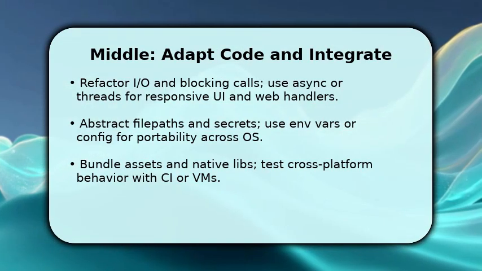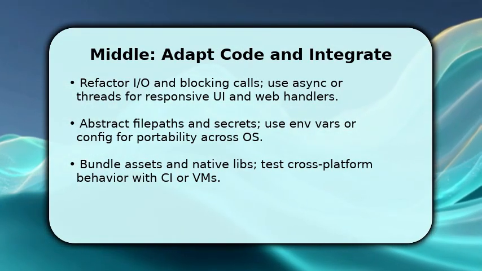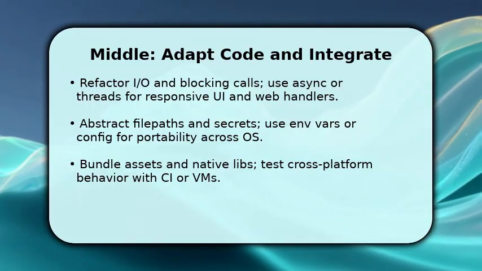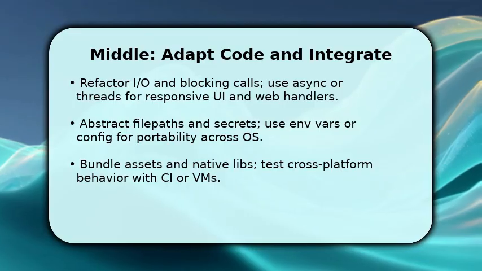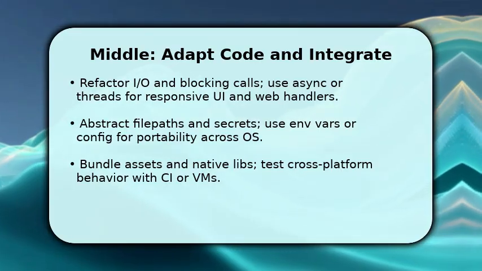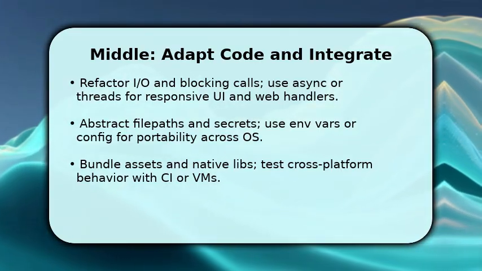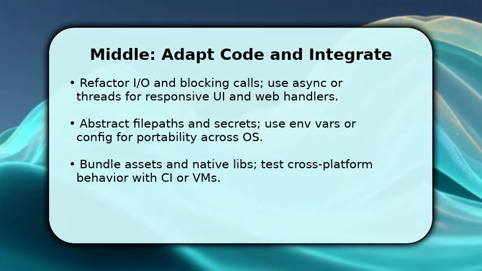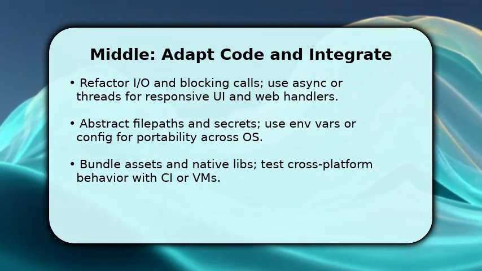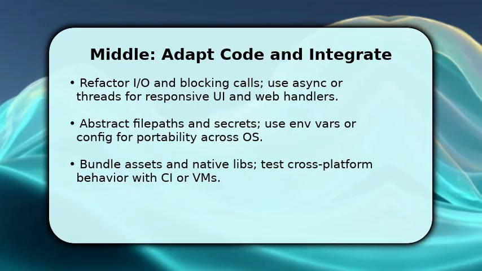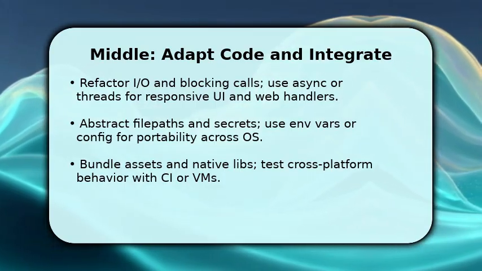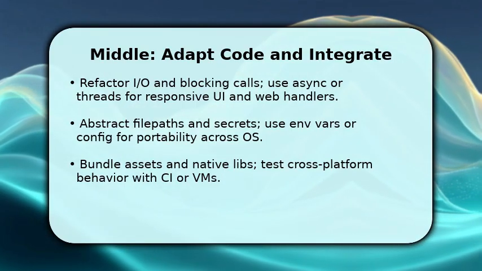You now refactor core code to fit the app model, replace blocking CLI loops with event-driven handlers, or add async to long tasks because responsiveness matters. Once refactored, abstract file system and secret handling so the same code runs on Windows, macOS, Linux, or mobile. Make sure to include static assets and native extensions in your build spec.